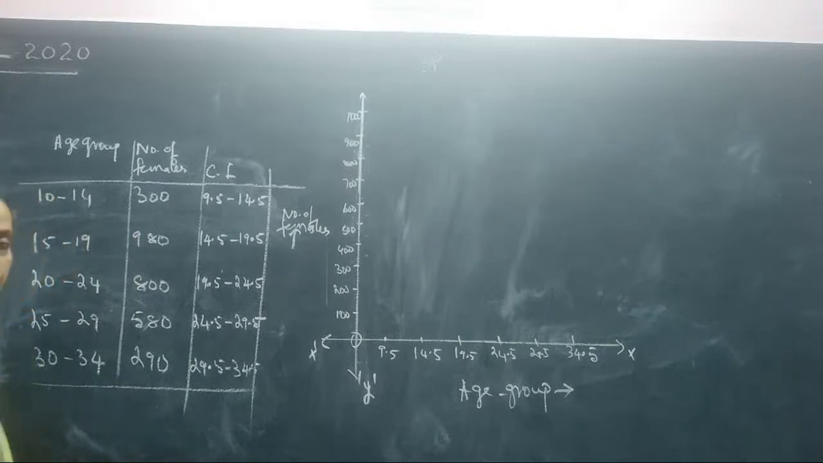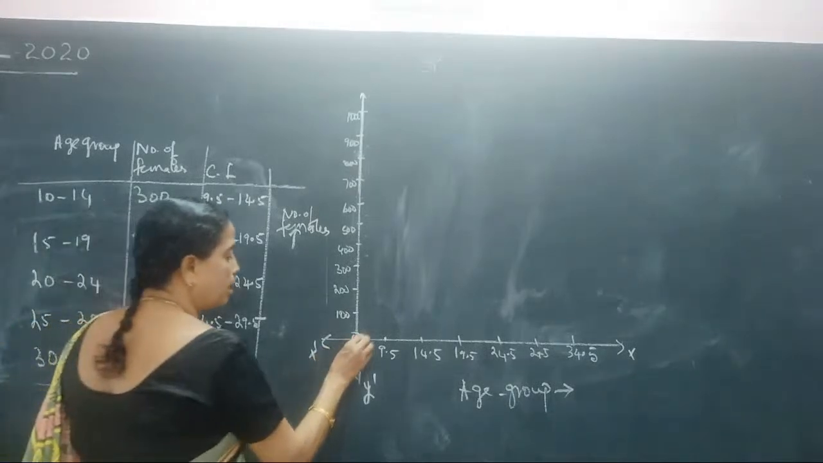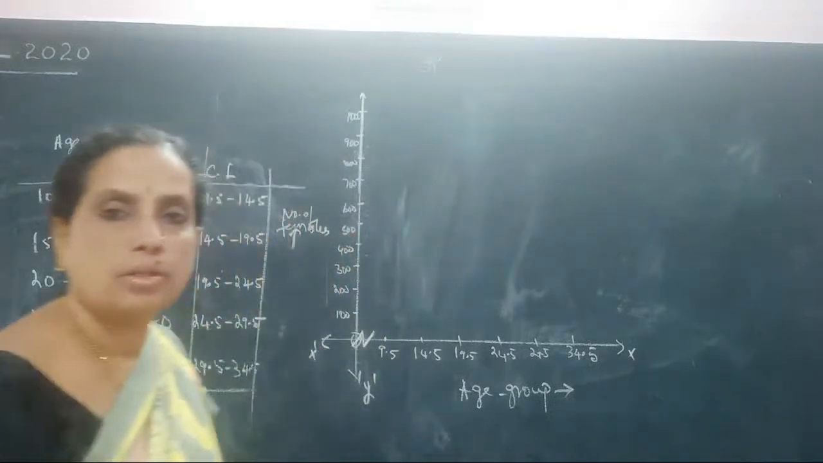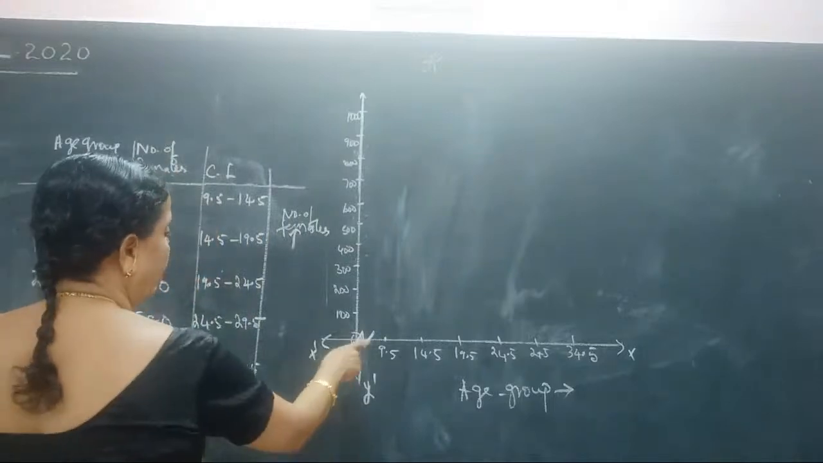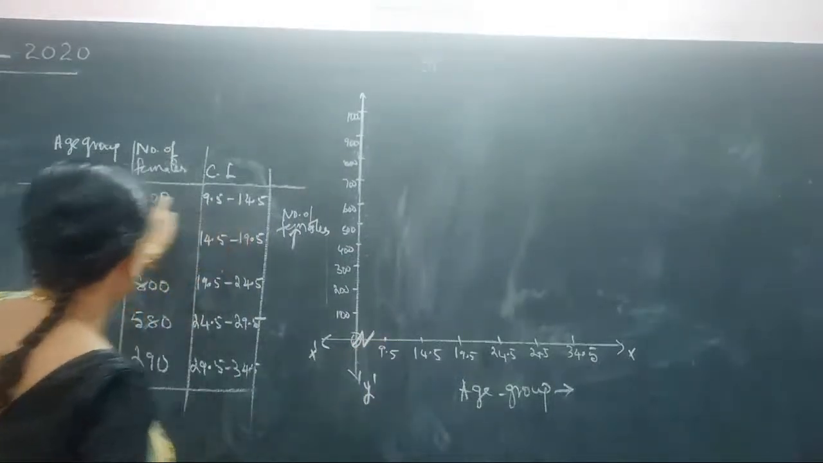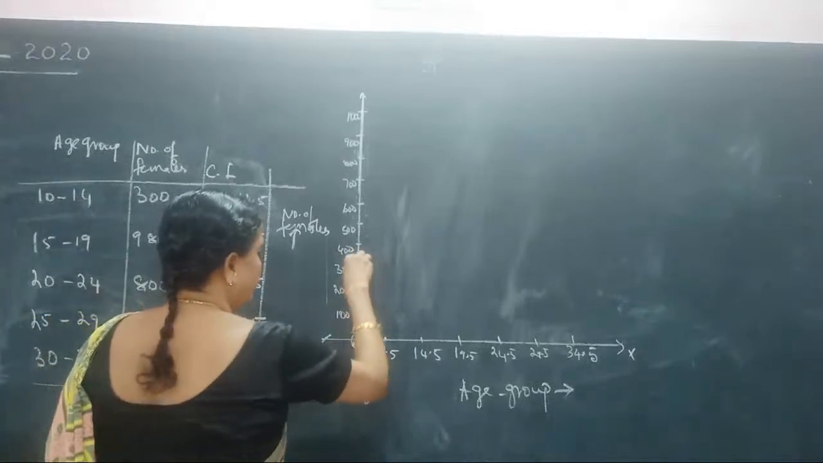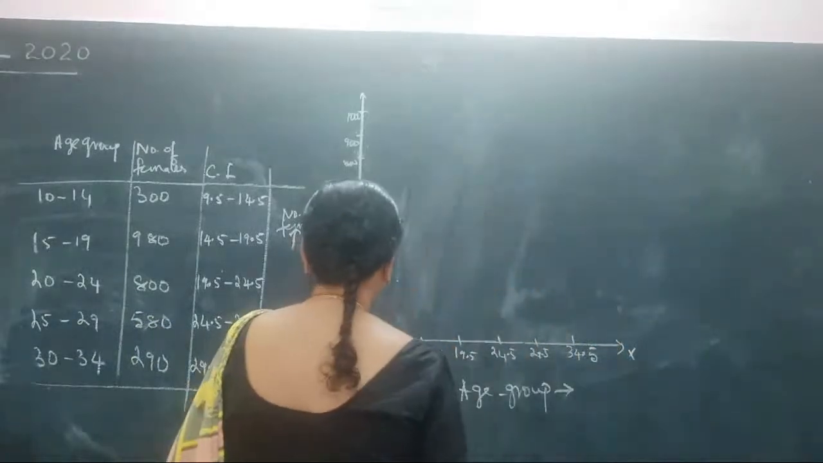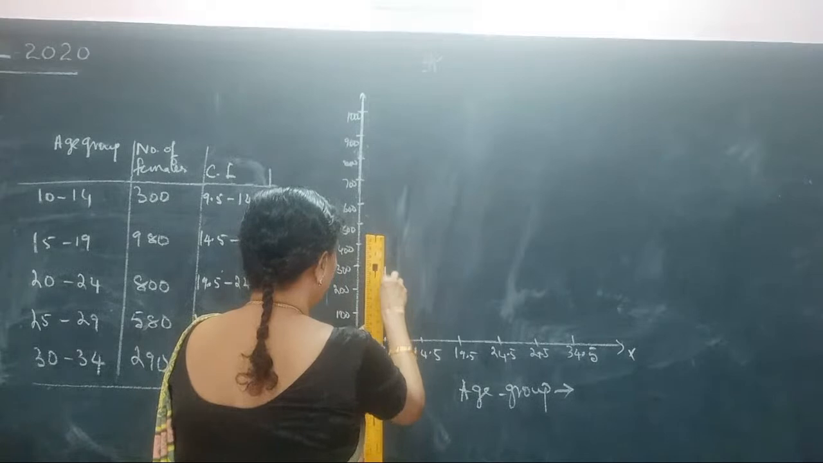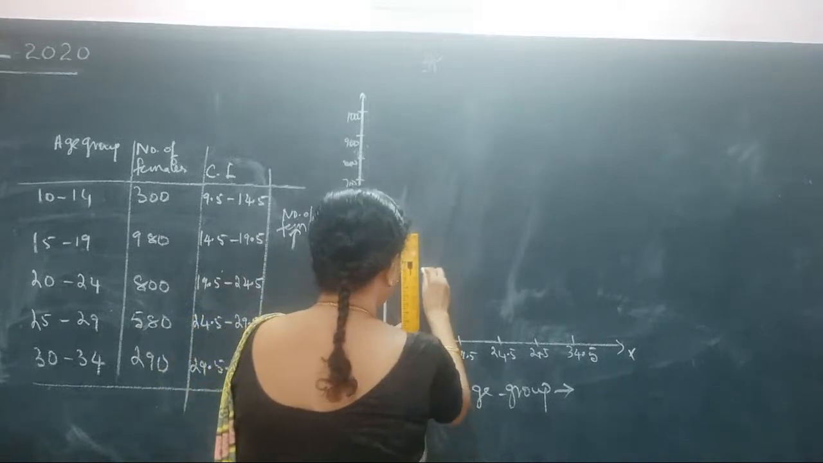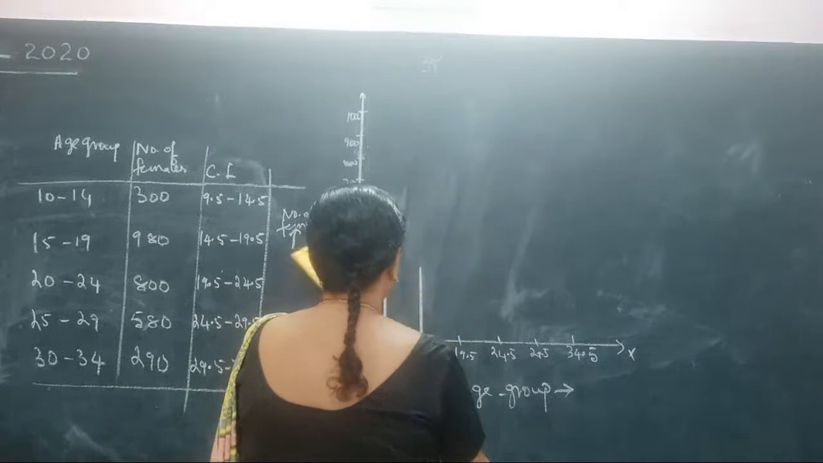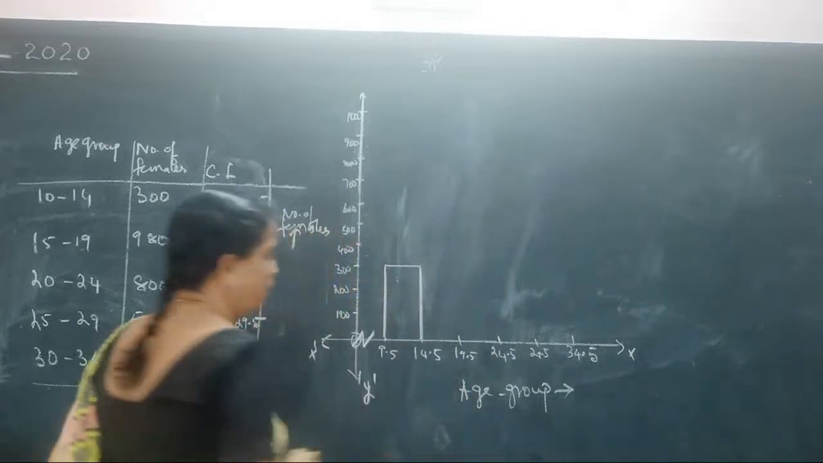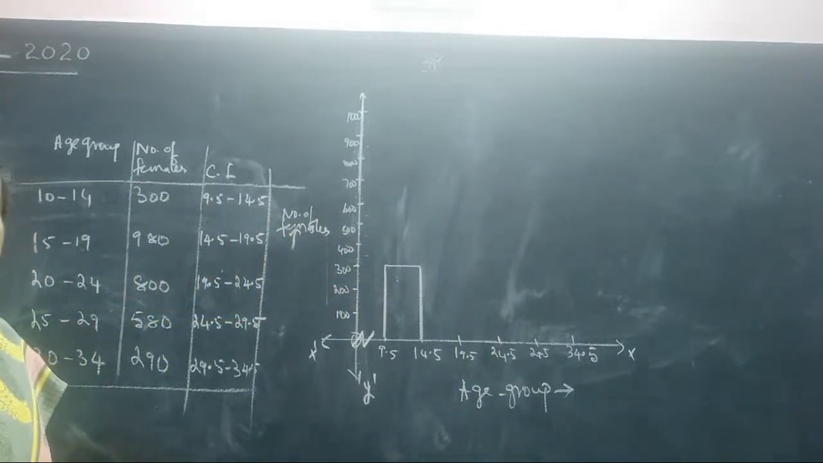So it's not started from 0. Make a break symbol here showing it's not started from the origin. So now we have 9.5 to 14.5 corresponding 300. 300 is here. So from here you have to join 300 and then here it is 14.5. Finally we got one rectangular box like this, 9.5 to 14.5.